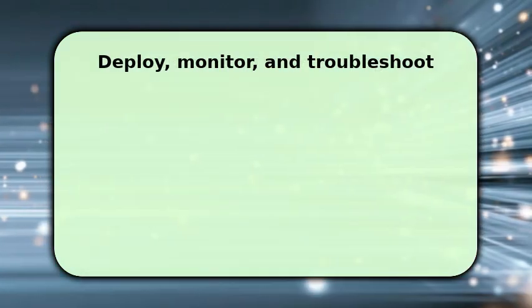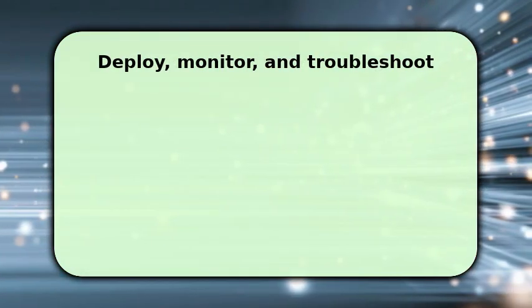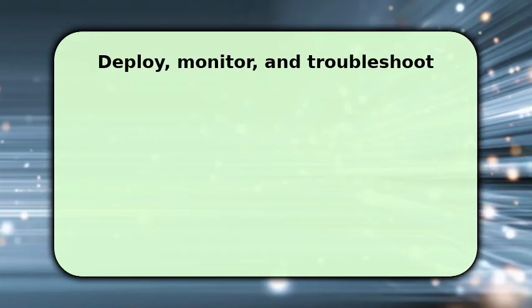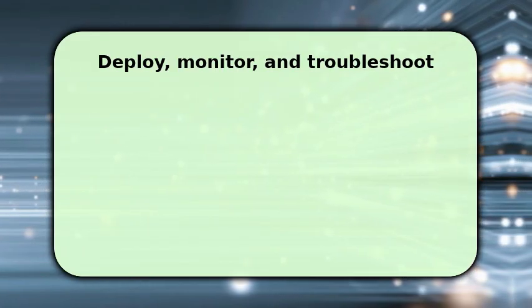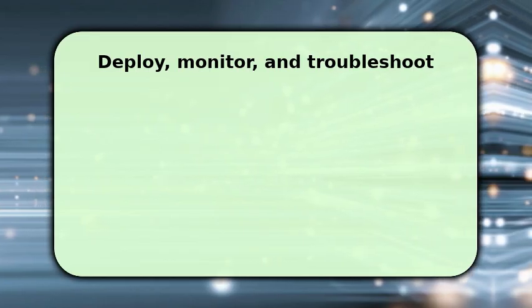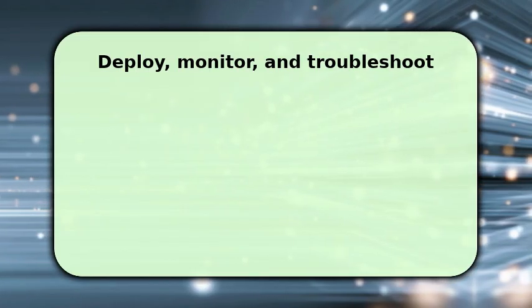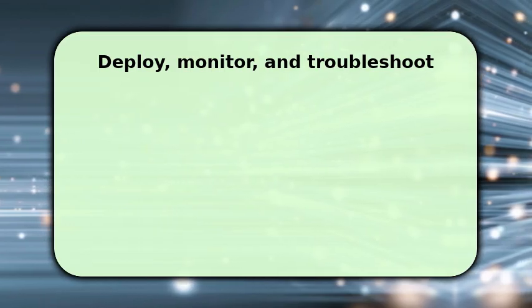When you're ready, deploy via CI/CD and roll out gradually so you limit blast radius. Use feature flags to control exposure. Monitor metrics continuously, failure rates, latency, and resource consumption, and configure alerts for anomalies.